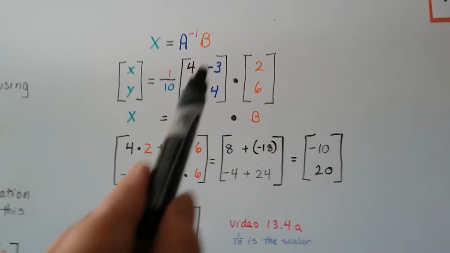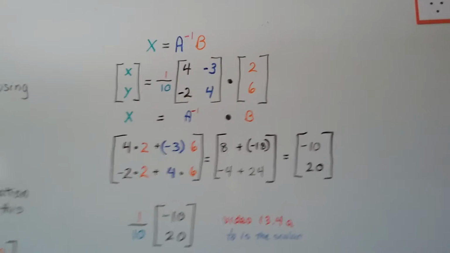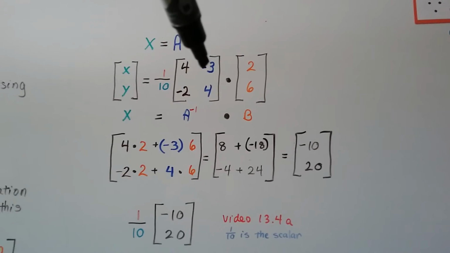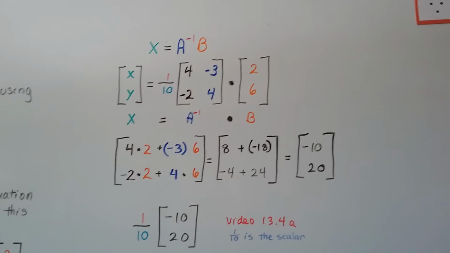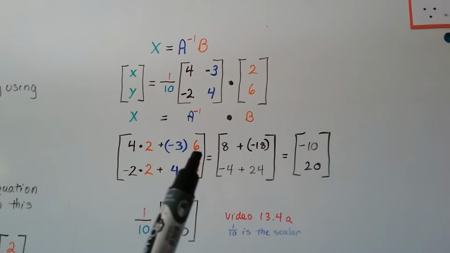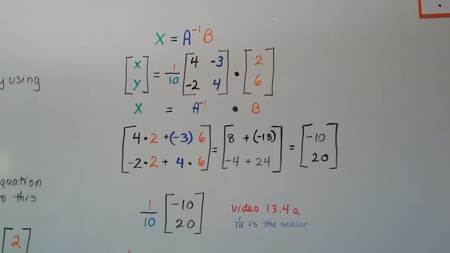So the first thing we're going to do is multiply these together. And if you remember how to do it, we do 4 times 2 and -3 times 6, and then -2 times 2, and then 4 times 6. See? 4 times 2, and we add it to the -3 times 6, so that's an 8 plus a -18. That's going to give us a -10, isn't it?